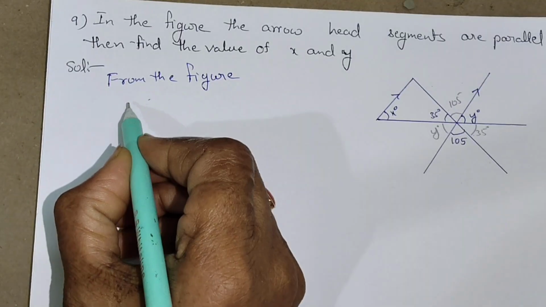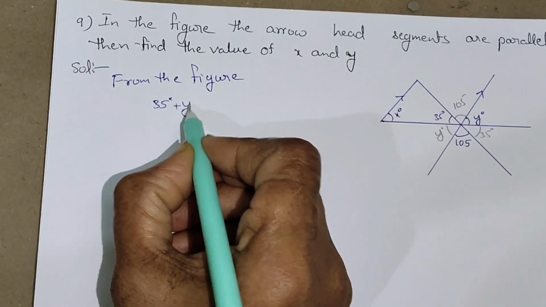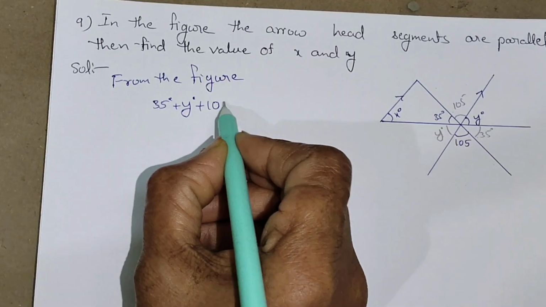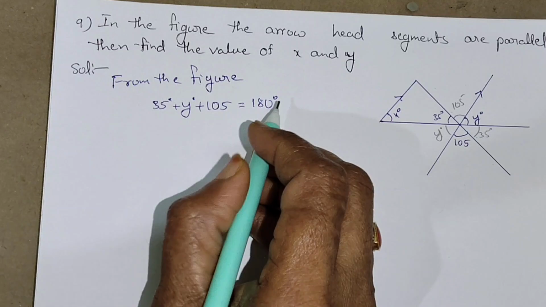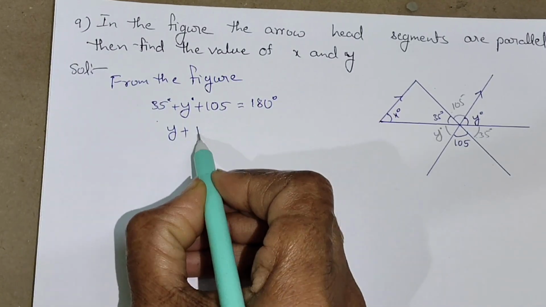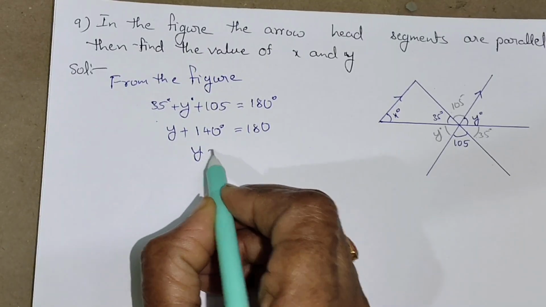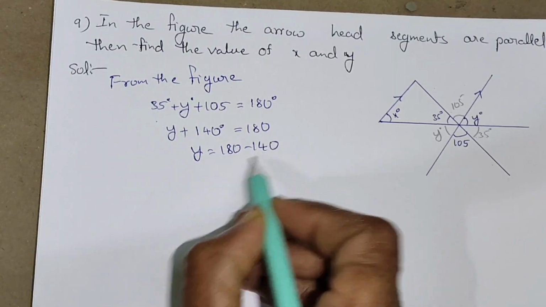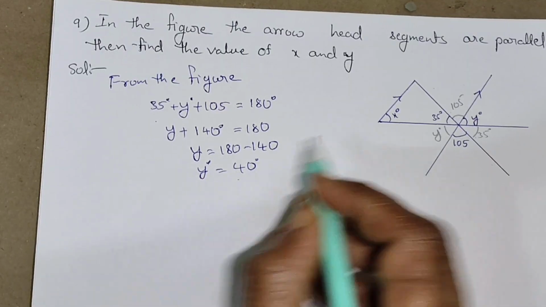So here 35 degrees plus y degrees plus 105 is equal to 180 degrees. So now 35 plus 105 is 140 degrees, equal to 180. So y equals 180 minus 140, 40 degrees. y equals 40 degrees. So here y equals x.